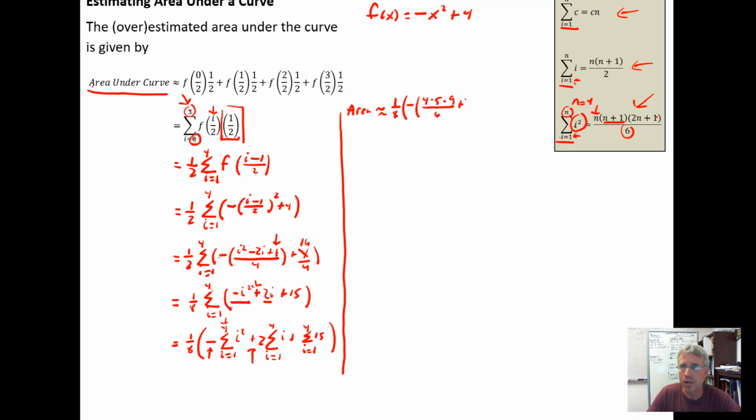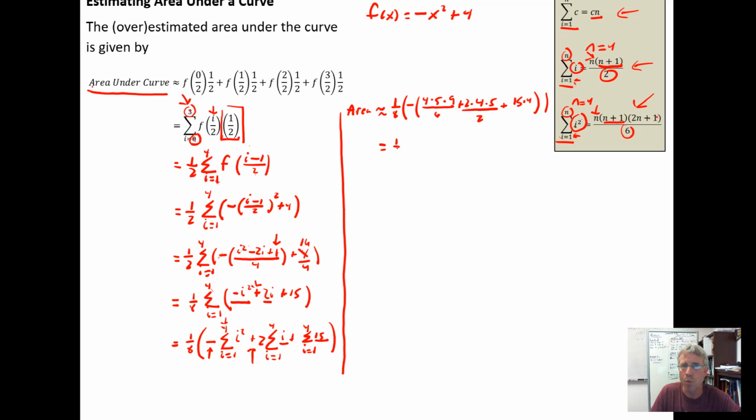Plus, we're going to get 2 times the sum of the i's. So the sum of the i's, when the upper bound of summation is 4, is just going to be n equals 4, so we get 4 times 4 plus 1 is 5, all over 2. Plus this last one, we have the sum from i equals 1 to 4 of a constant 15, so it's just going to be the constant times the n, or just 15 times 4. And then it's just a matter of simplifying things like we did in the previous homework.